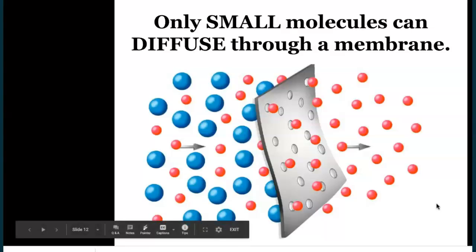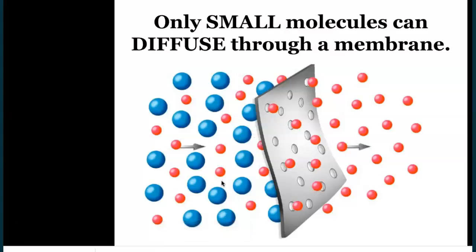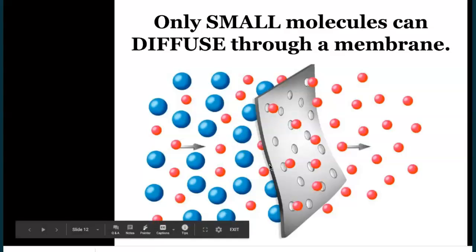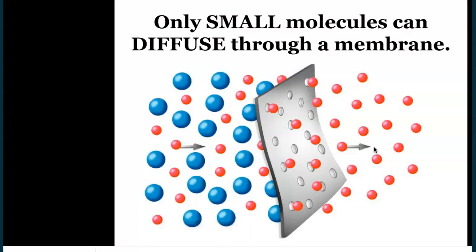So this is just another graphic of that. The blue ones you can see are much larger. They would not fit through these pores, so they're not going to be able to go through. When a substance moves through the membrane, we say that it's diffusing. So it's going to move from one side to the other side until both sides have approximately equal amounts.